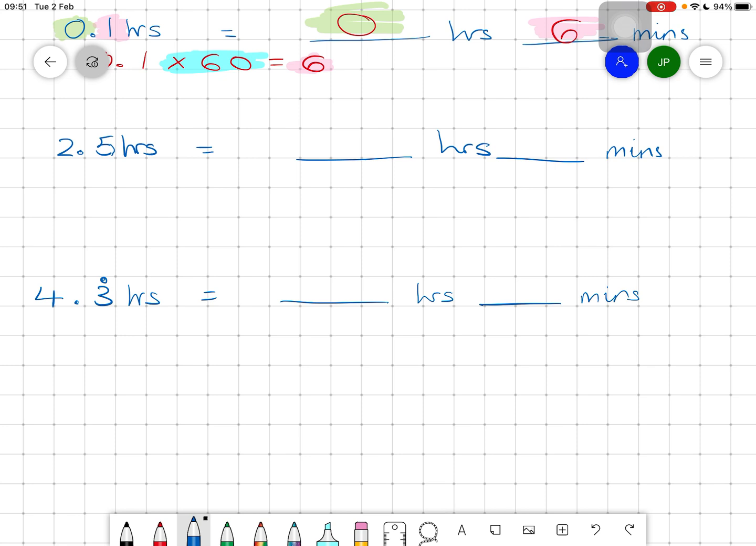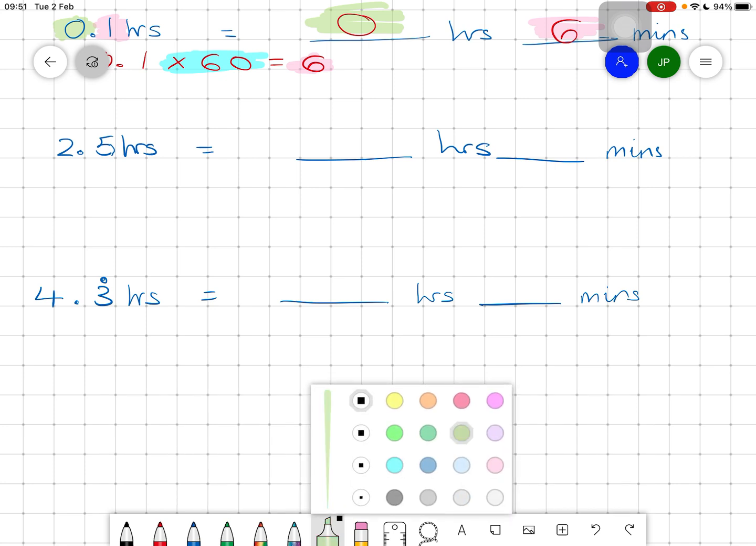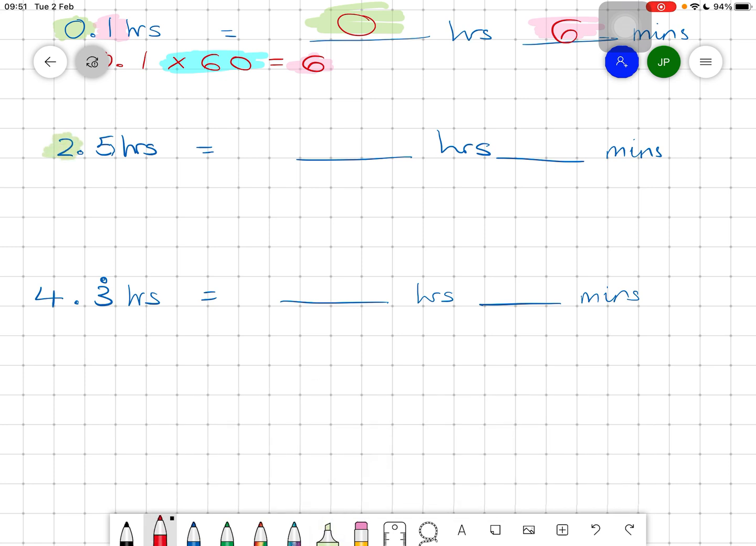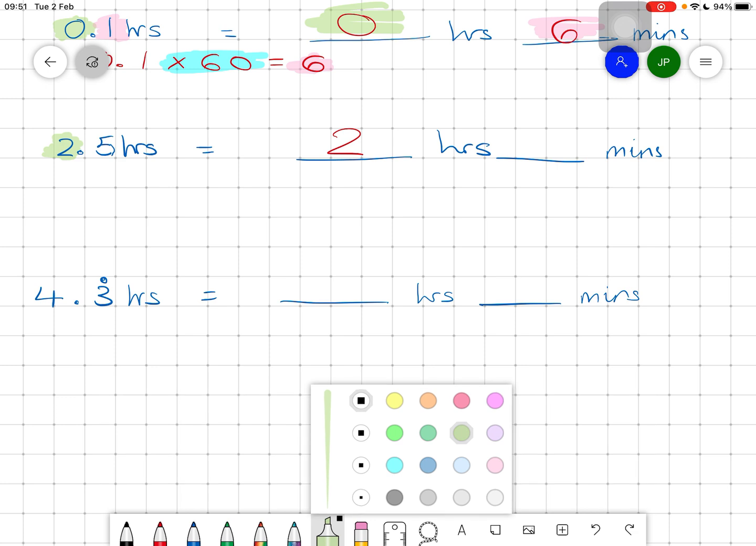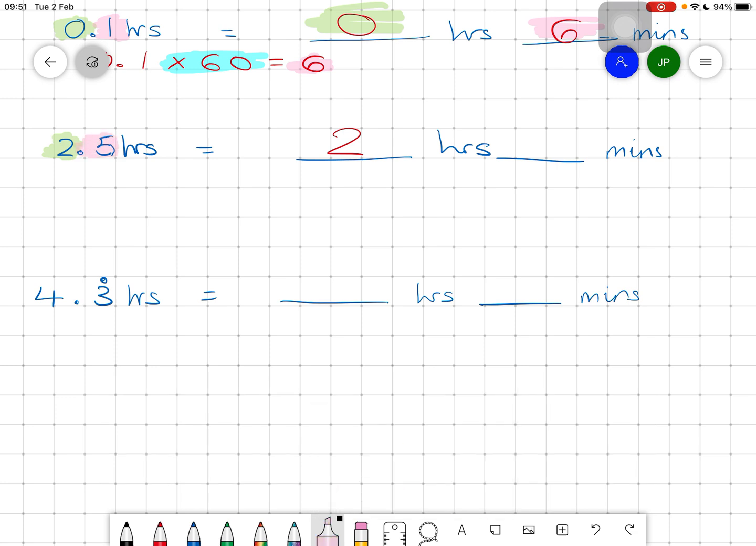Okay guys, right, let's have a look. So, 2.5 hours. We have 2 full hours, okay, so that's going to come in to my 2 here. I then take my 0.5 of an hour, and because I'm converting my 0.5 hours into minutes, there's 60 minutes in an hour, so I'm going to times by 60. That's going to give me 30 minutes, so I'll end up with 2 hours and 30 minutes. Okay, second one, got to be a little bit more careful.